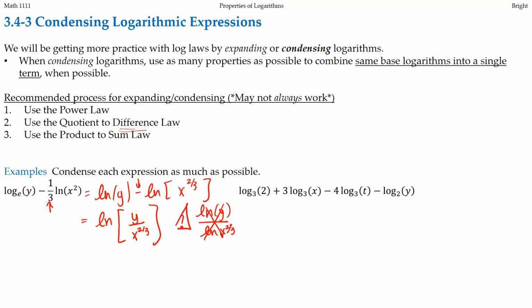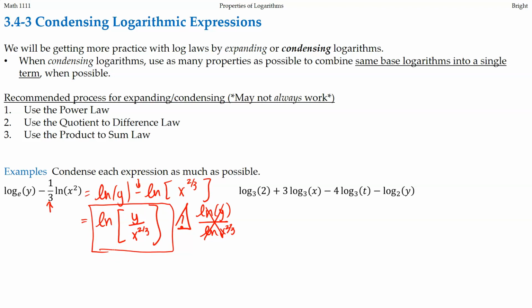Okay, now I need to restart. I did the quotient for the difference. Restart. Are there any more coefficients that I can take into powers? Nope. Are there any more differences that I can take into a quotient? Nope. Is there a sum between logs that I can write as a product? No. So I am done. Great, we solved one. What about the next one?